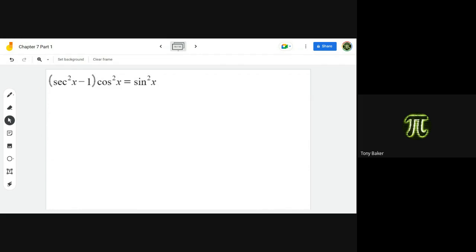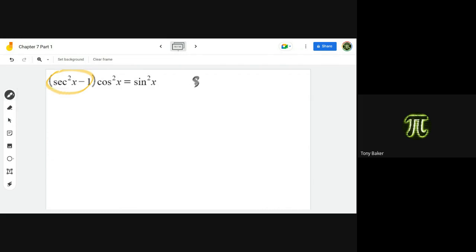All right. So we want to get rid of that one. I don't have any ones in my answer. Whenever you see something like that, and I don't have a one in my answer, think Pythagorean. So let's deal with that part first.